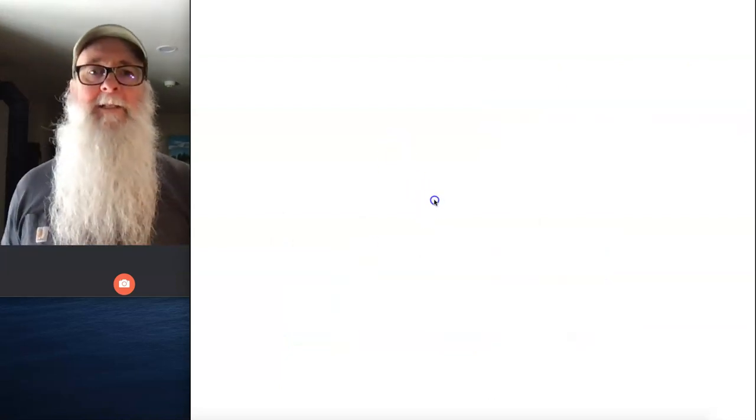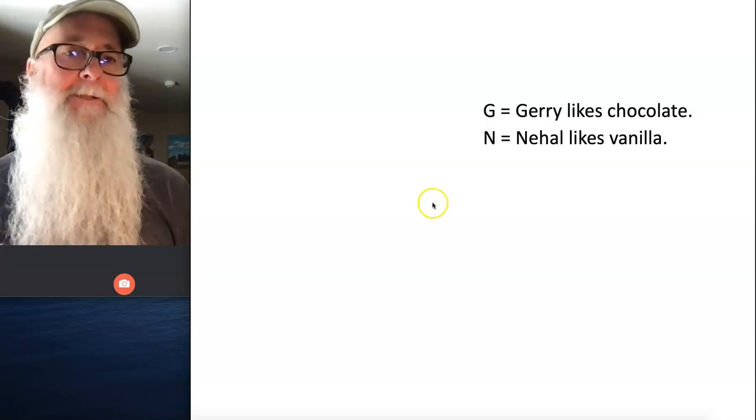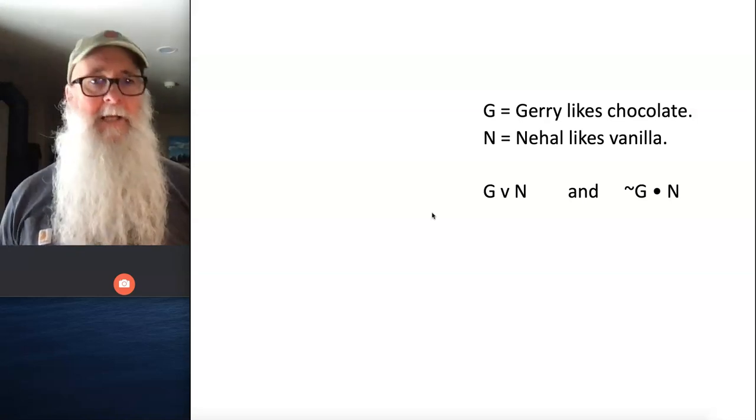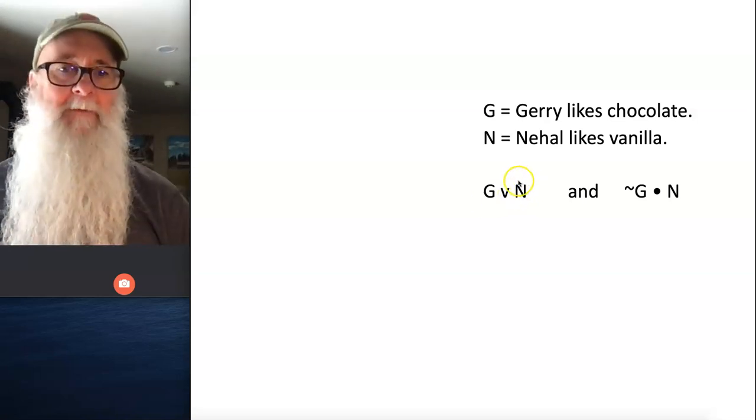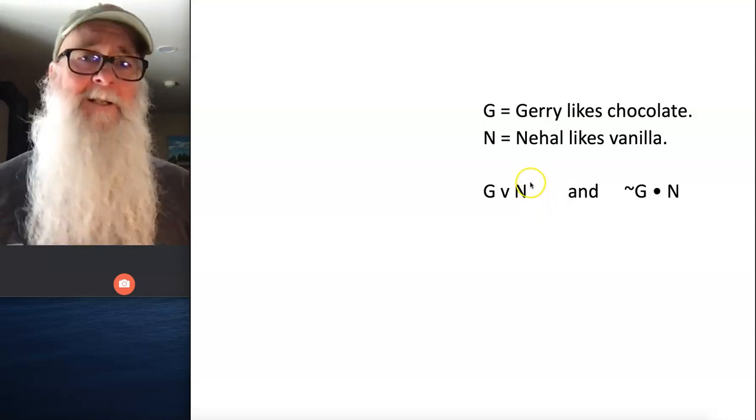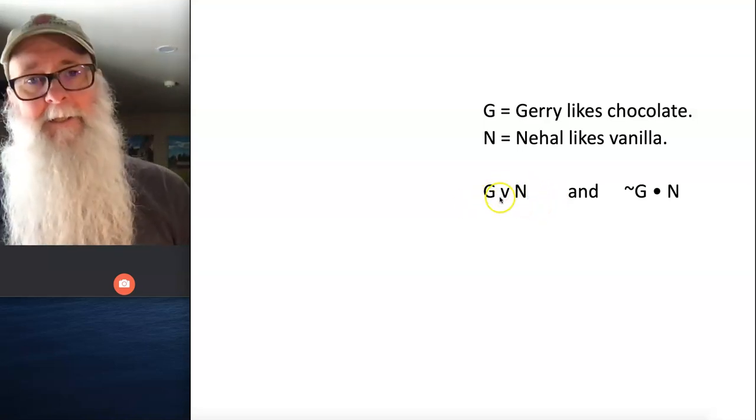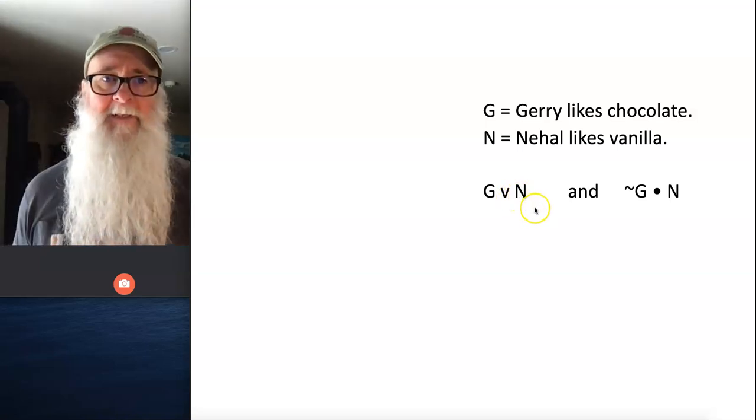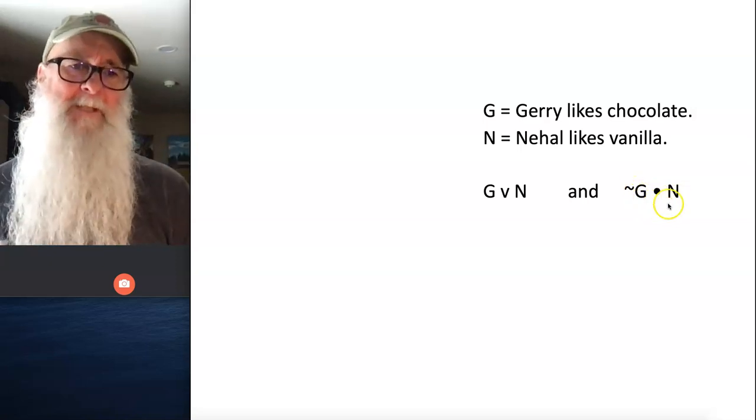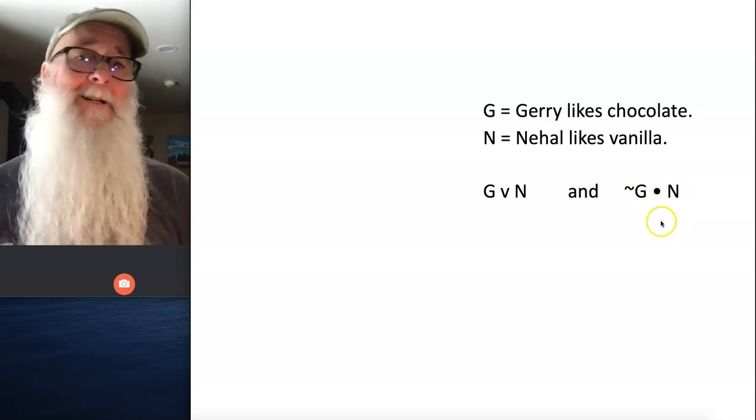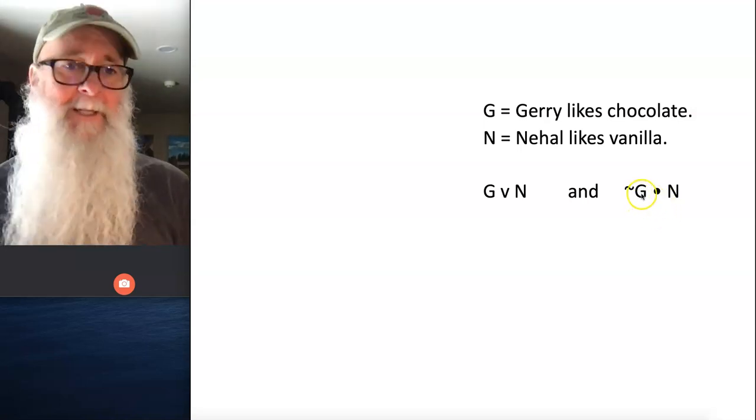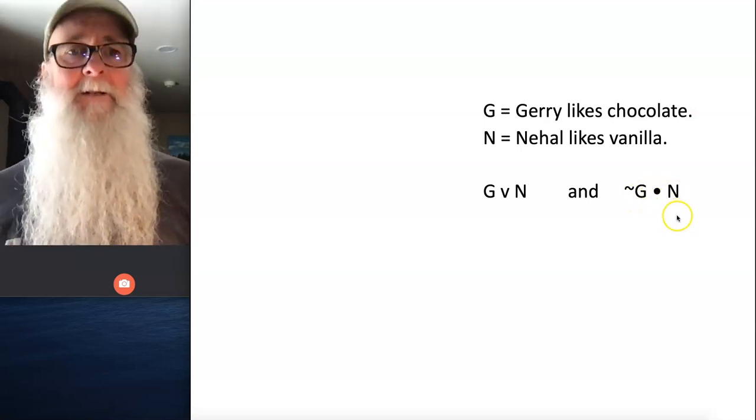Okay? Now we can take a couple of simple statements like Jerry likes chocolate and Nihal likes vanilla, and we can use our operators to create compound statements out of these. So we have here G wedge N, which means something like either Jerry likes chocolate or Nihal likes vanilla, or Jerry likes chocolate unless Nihal likes vanilla. And we have this other statement over here, tilde G dot N. This says something along the lines of Jerry doesn't like chocolate and Nihal likes vanilla, or it's not the case that Jerry likes chocolate and Nihal likes vanilla.